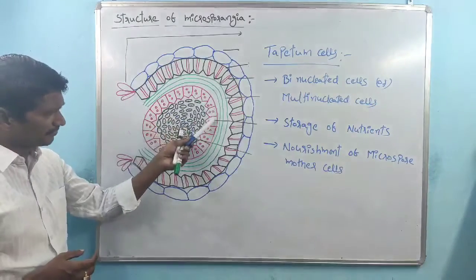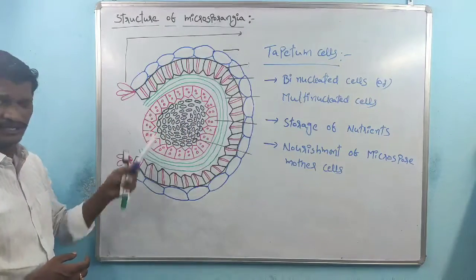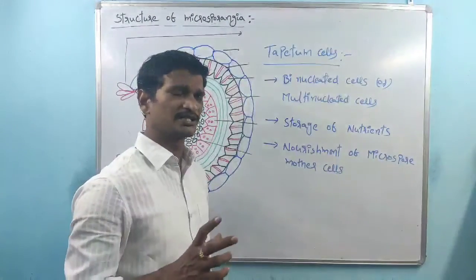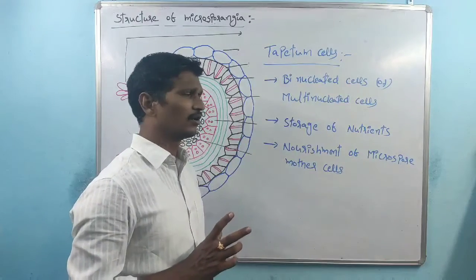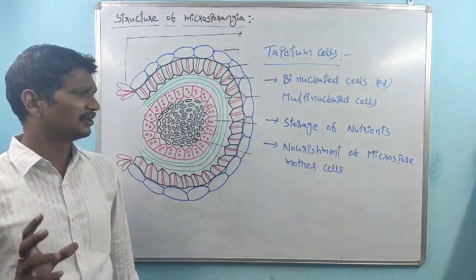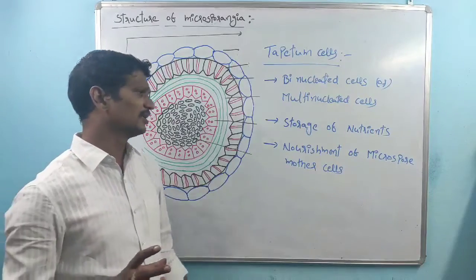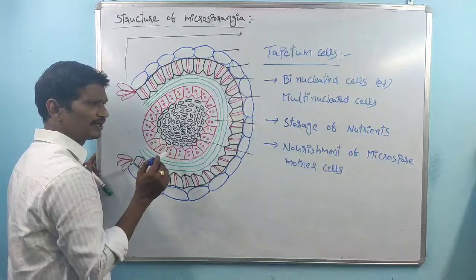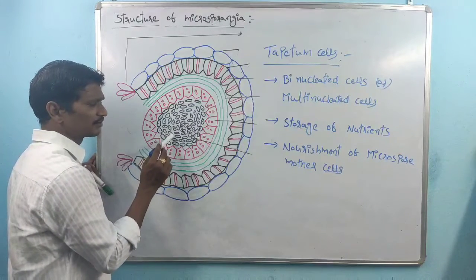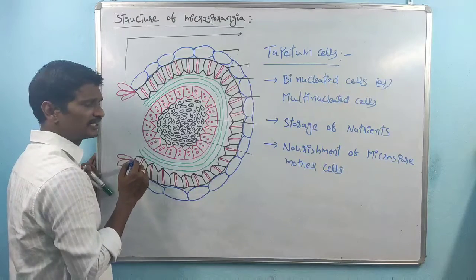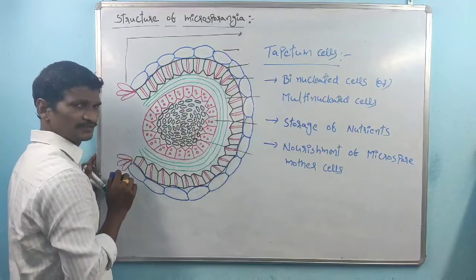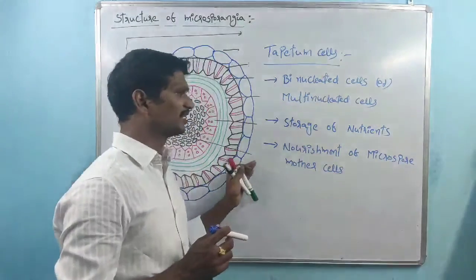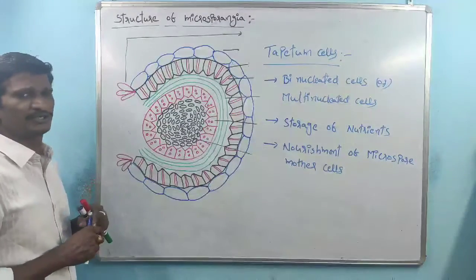Whatever the red colored layered structure is there, that tissue is called tapetum tissue, or tapetum cells, which are involved in the storage of nutrients and also supply nutrients to the microspore mother cells. See the center part, the black colored cells, which are called microspore mother cells. Those microspore mother cells are nourished by the tapetum cells. This is one of the functions.